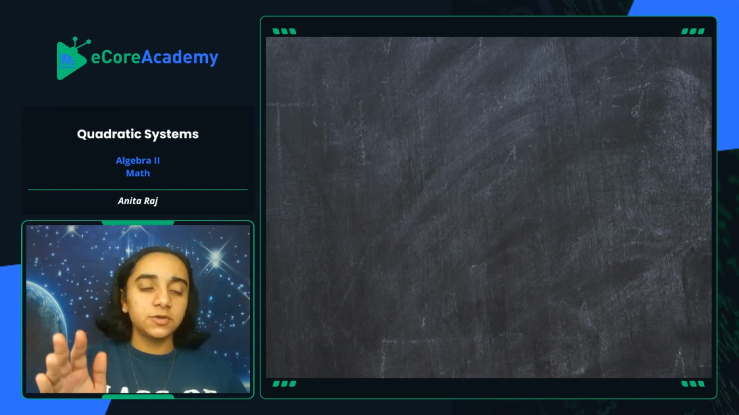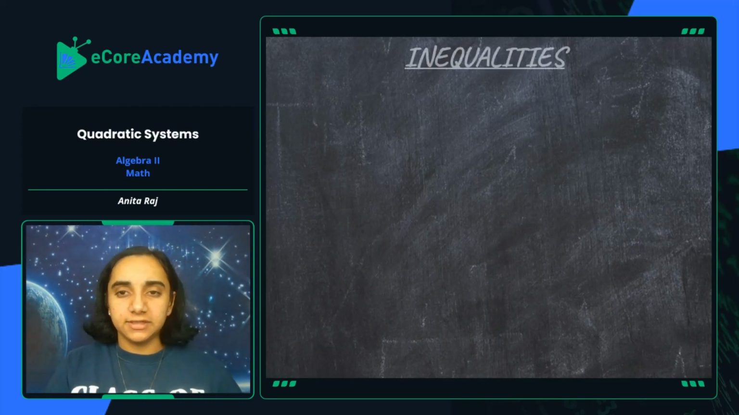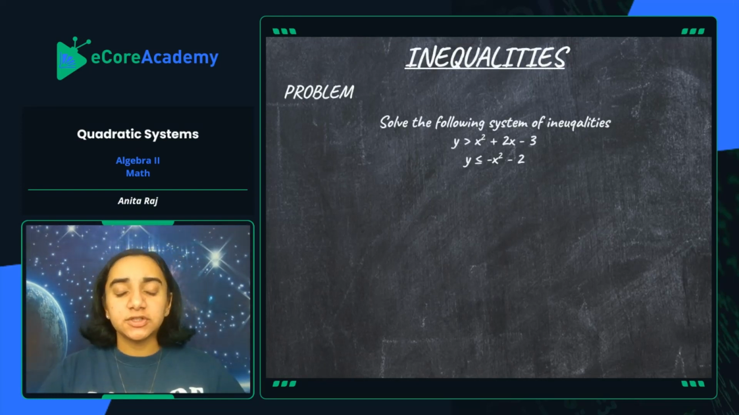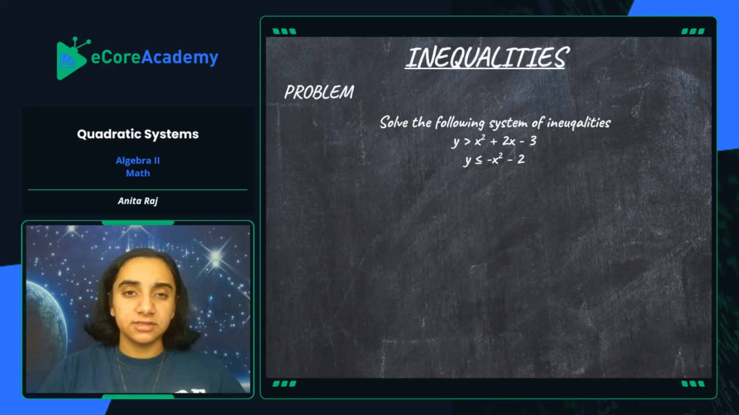Finally, let's do this problem about inequalities, and I'll show you what this problem is all about. So here's the problem. Solve the following system of inequalities. Treat this exactly like you would a system of equations. In this case, the equal sign has been replaced by an inequality. So either you'll have a greater than sign, a less than sign, a greater than or equal to sign, or a less than or equal to sign.